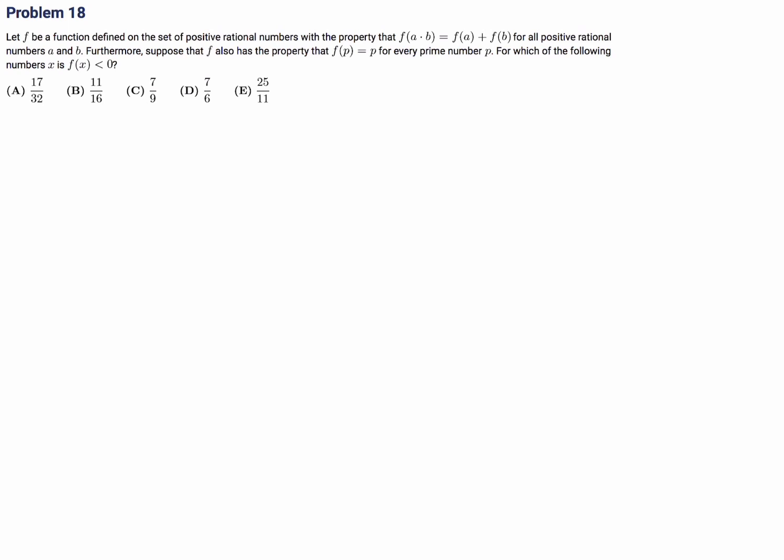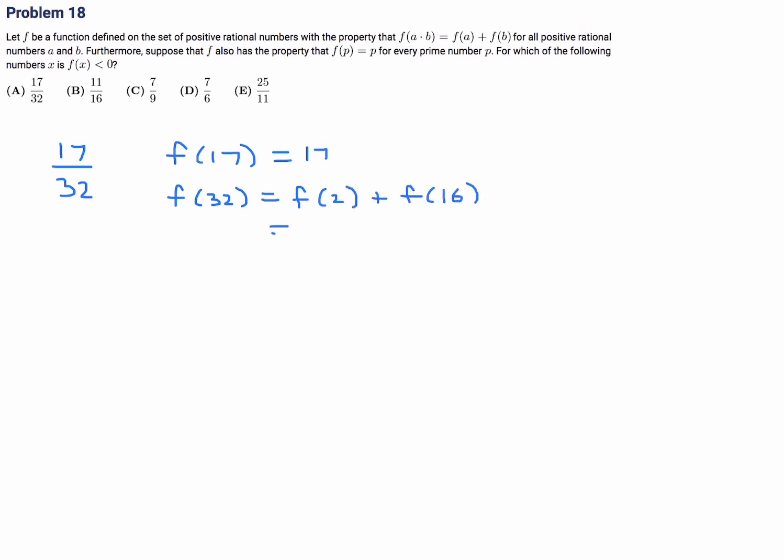We have to go through the answer choices, and I'll go through all of them. Why not? So let's start with 17 over 32. F at 17, since 17 is a prime number, that's just going to be 17 according to their definition. 32, however, is not a prime number, but we can break it up using 2 and 16. Well, 2 is a prime, so that just becomes 2.